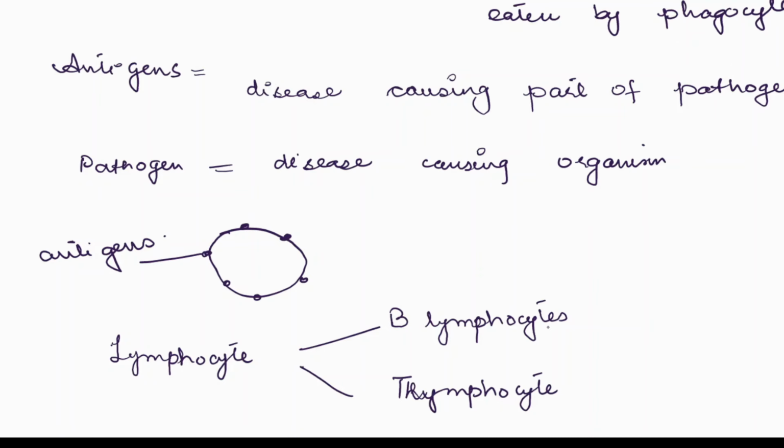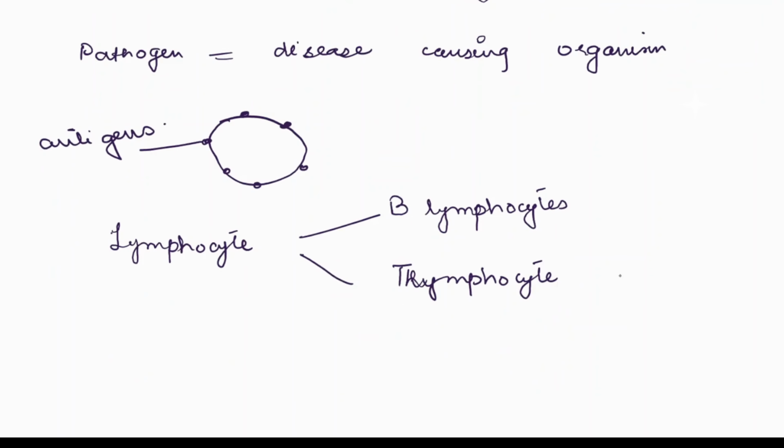But if we talk about T lymphocytes, there are further two types of T lymphocytes. One are the killers, which are able to kill the antigens, and one are the helpers. The helpers won't directly kill, but they help B cells to kill the organism by providing them a good bonding with the antigen. They help in the bonding of that antigen with the antibody.